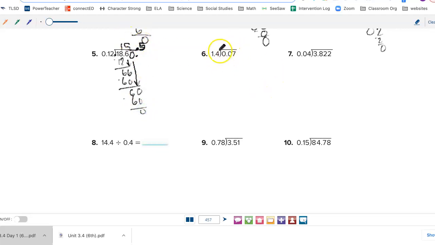Ooh, 007, my favorite math number. Okay, move it over once to get 14. Move it over once here to get 7/10, and raise it to the roof.